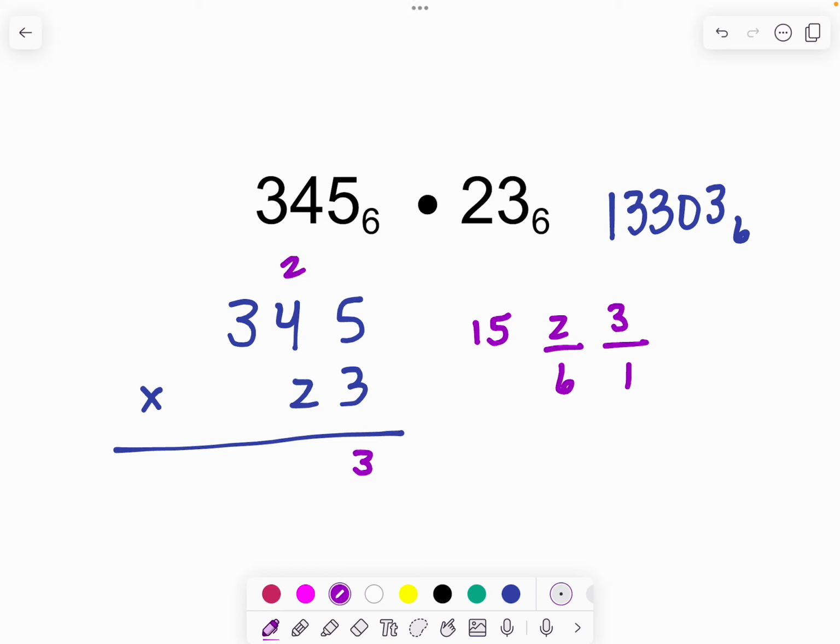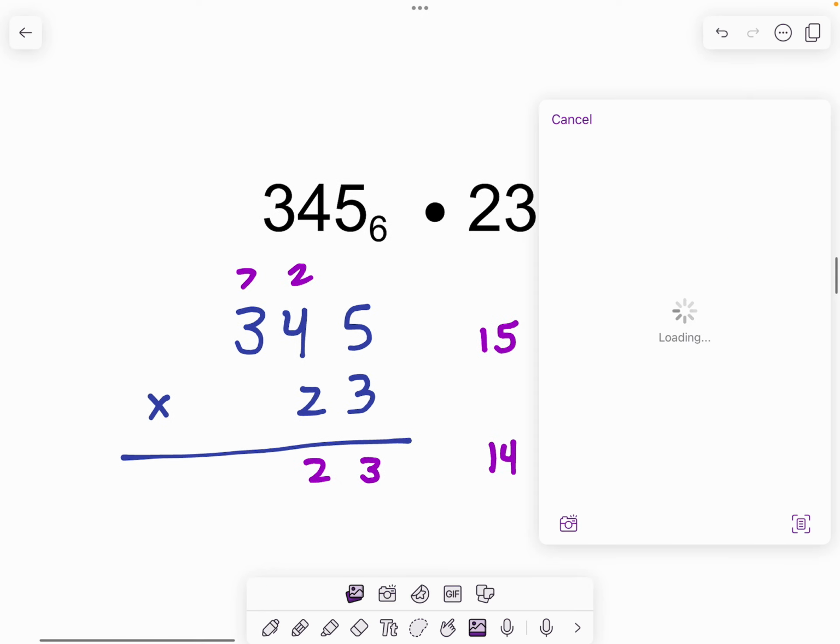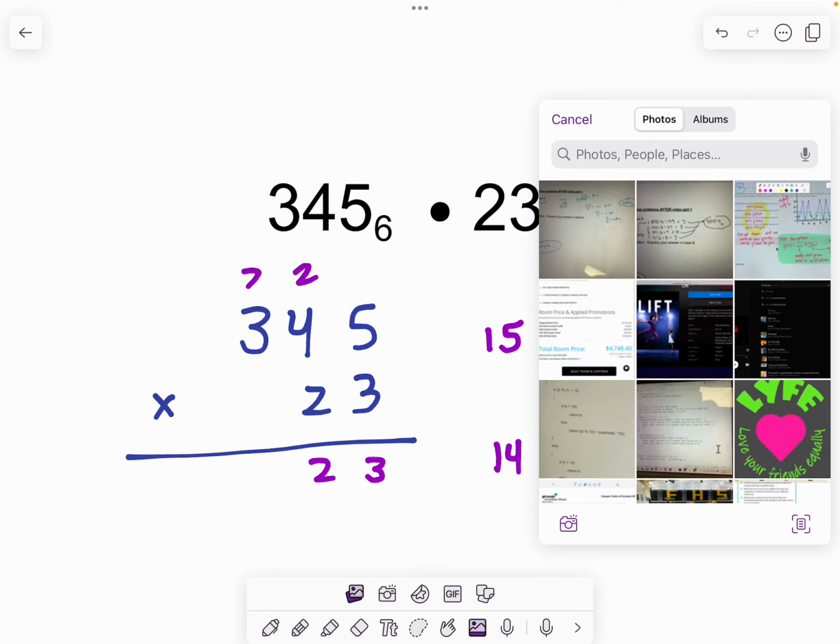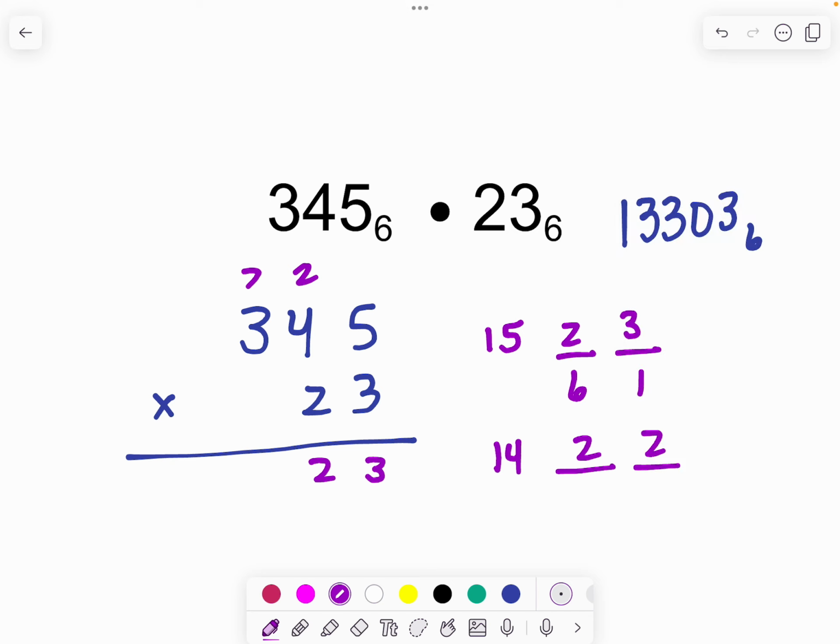And then here I'll have 12 plus 2, so 14. And so that would give me a 2 and a 2. And then 9 plus 2, what is happening? 9 plus 2 is going to give me 11, and 11 would be a 1 and a 5. So I have 1, 5 here.